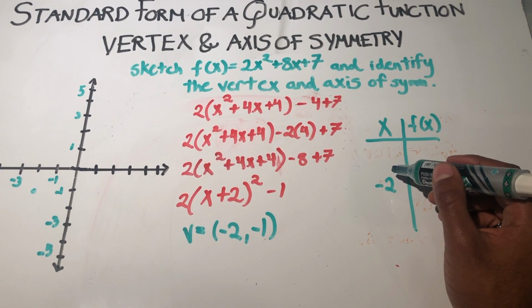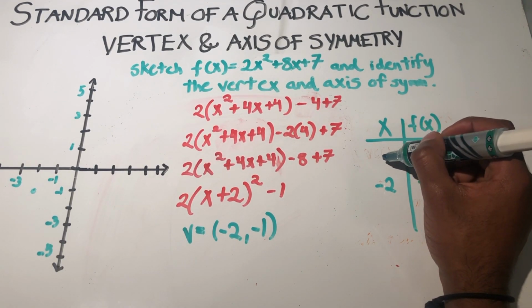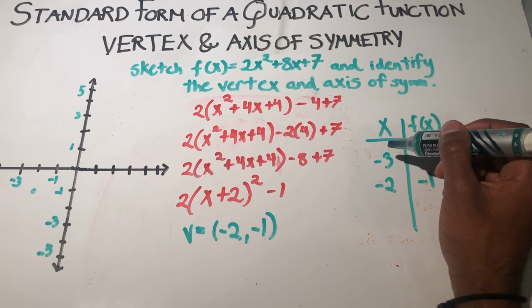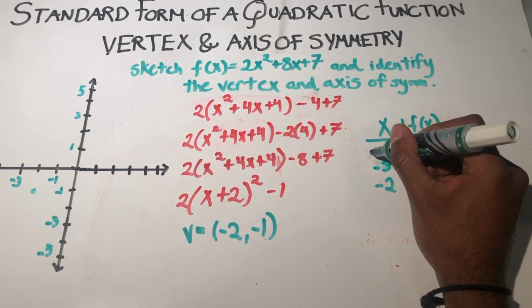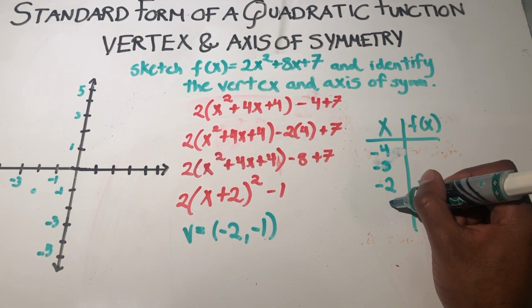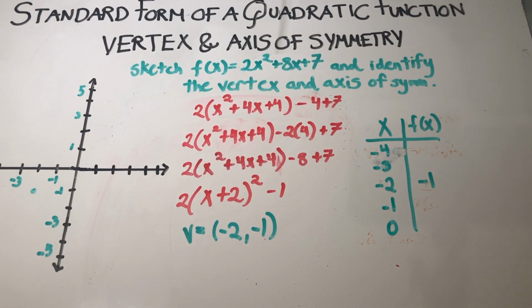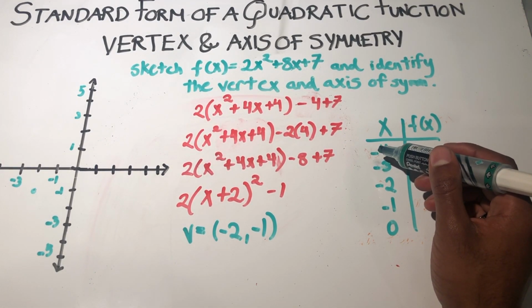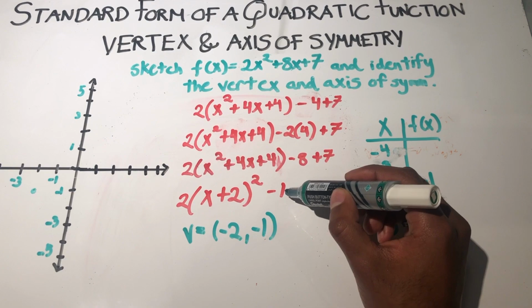For instance, let's say -4 or -3. Let's choose -3 here, and then -4, and then from -2, we get -1, and then 0. So all we've got to do is take those values and plug them into the original equation. Excuse me, we plug them in here.